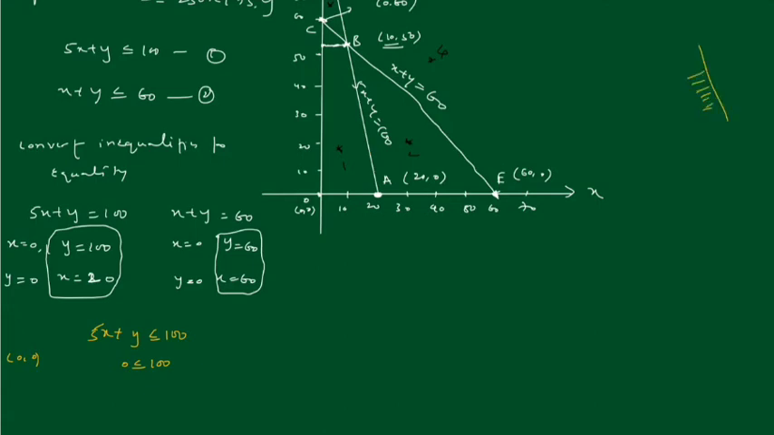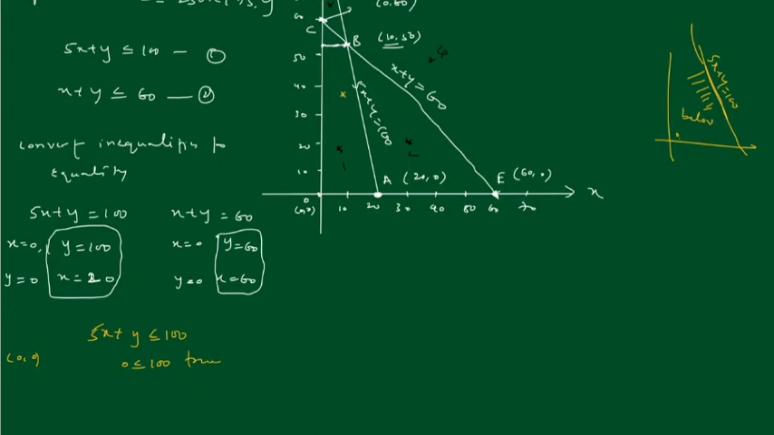If it is false, then we go for the other side. If 5x plus y equals 100 is true, then we are going to this below region. It is near to what? Origin, right? So it is true. So then we go for this region, right?